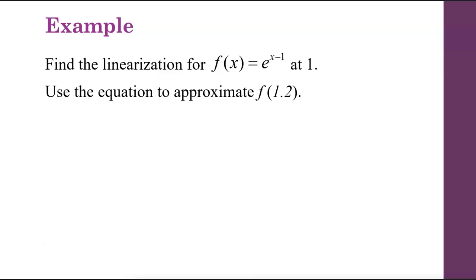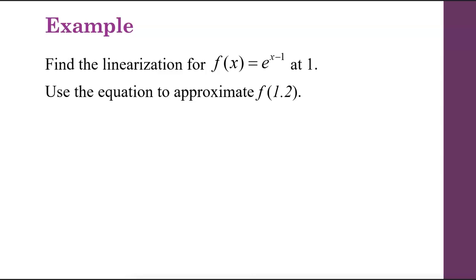Let's look at an example. Here we want to find the linearization for the function f(x) equals e to the x minus 1 at 1. And then use that equation to approximate what f(1.2) is. f(1.2) is e to the 1.2 minus 1, or e to the 0.2. So once we have our approximation, we can find out what e to the 0.2 is without having to use a calculator.